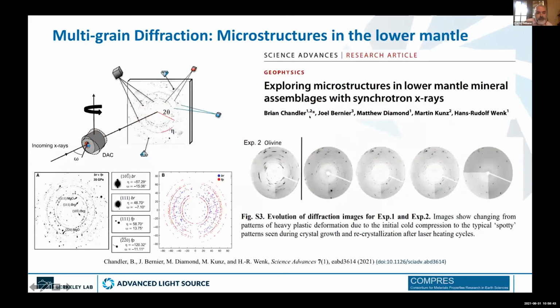Some of the recent things that we've done include, for example, multi-grain diffraction. This is a relatively emergent technique, which effectively involves taking the diamond anvil cell, rotating it around an axis perpendicular to the X-ray beam, and looking at the diffraction from individual crystallites within the sample, which is schematically shown in this work from Brian Chandler. And effectively what this allows is one to do the grain statistics for orientation of different crystallites within a sample.